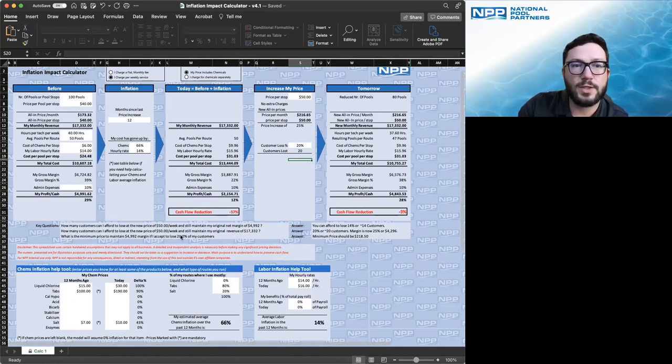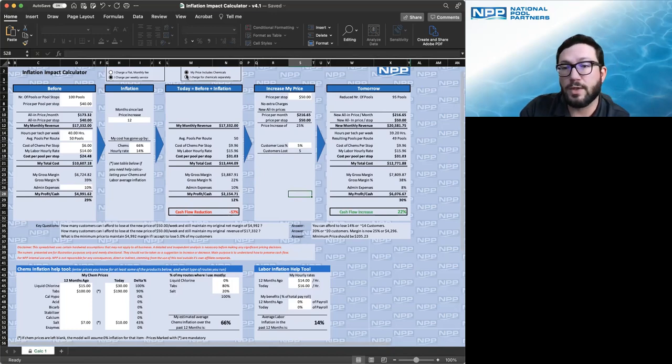These questions will change as you change the inputs up here in the calculator. Like key question number 3, when it's asking what is the minimum price to maintain my margin if I lose 20%, again, I can change this. Let's say we lose 40% of customers. It's saying you need your minimum price up to 246 or 5%. So these will bounce around depending on what you input into the calculator.